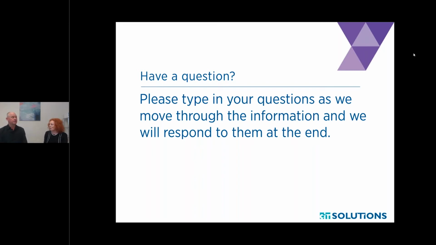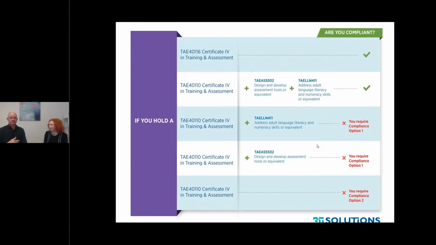So if you have the current TAE40116 Certificate IV in Training and Assessment, then you need do nothing. Right, so you're fine. As do if you have the TAE40110 Certificate IV in Training and Assessment, and you hold two other units, being address adult language, literacy and numeracy, and design and develop assessment tools. So if you hold those two units and the TAE40110, then you're compliant as well.